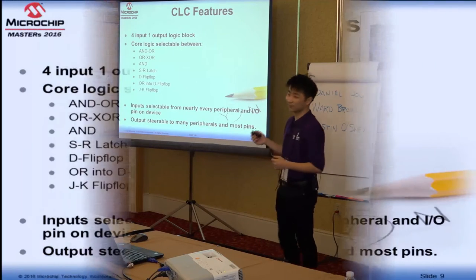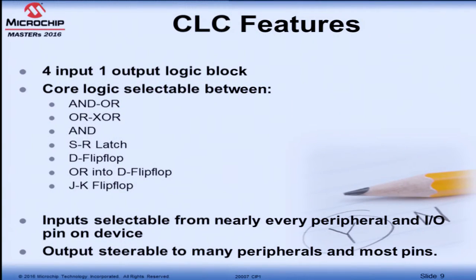All right, here are some features of the CLC. It's one logic block with four inputs and one output. For the logic block, you can select different combinations. You have all kinds of options, and I'm going to show you on this screen later. Inputs can be selectable from nearly every peripheral or I/O pin. And the output can be steered to other peripherals or another CLC.